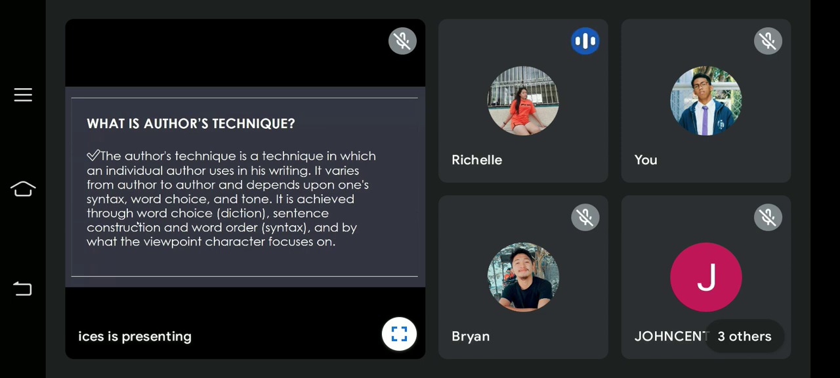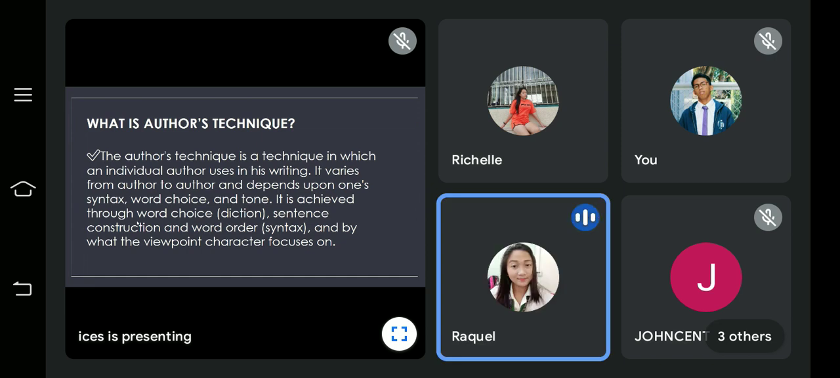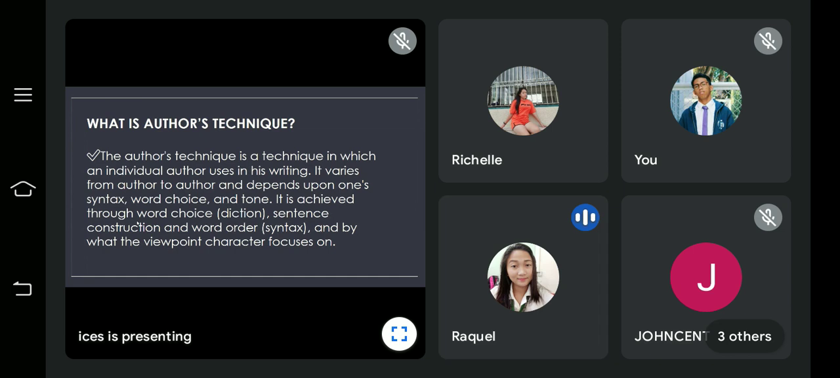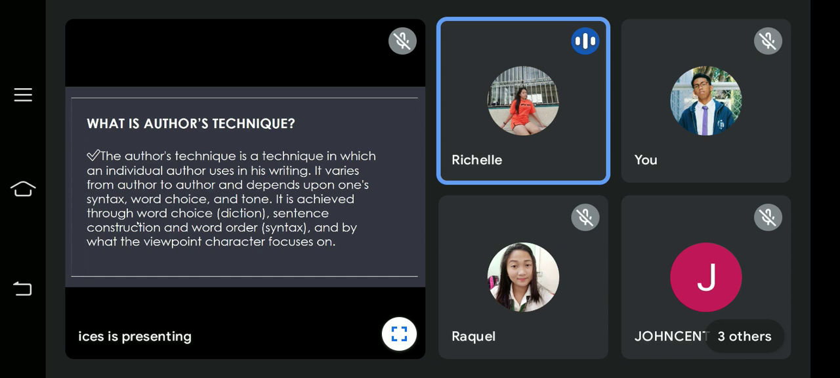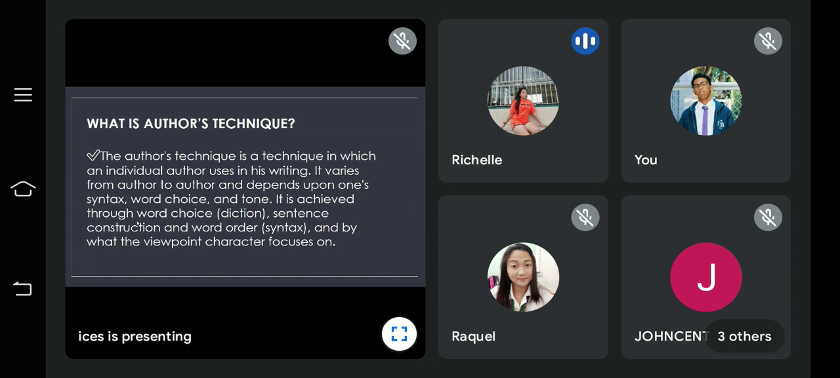Very good, Mr. Detailo. So, can someone please read what's on the screen? May I hear it from Miss Raquel? Raquel, can you please read? The author's technique is a technique which an individual author uses in his writing. It varies from author to author and depends upon one's syntax, word choice, and tone. It is achieved through word choice, diction, sentence construction, and word order, syntax, and by what the viewpoint character focuses on. Okay, so very good. Thank you very much, Miss Raquel. So author's technique, as Miss Raquel has read, is the style of the author when writing a specific literary piece.